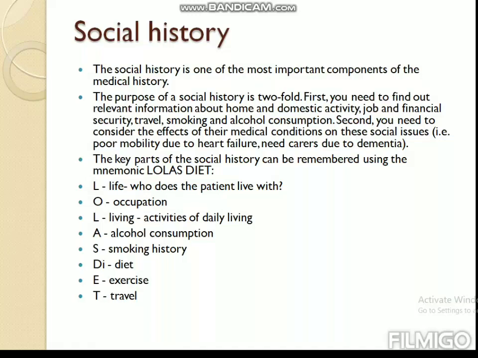The key parts of the social history can be remembered by using the word LOLASDIET, where L stands for life. Who does the patient live with? O, occupation. L, living. Activities of daily living. A, alcohol consumption. S, smoking history. D, diet. E, exercise. And T, travel.